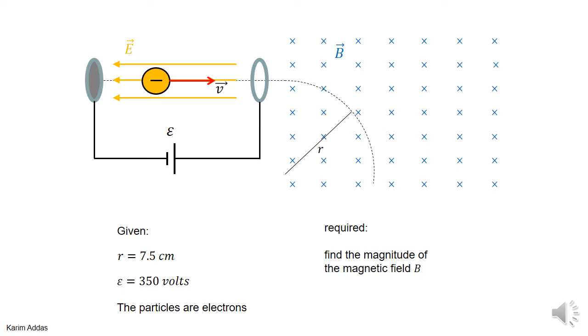So in this particular problem, they gave you that the radius is 7.5 centimeters. They gave you that the EMF of the battery is 350 volts, and they said that the particles are electrons, and the requirement is, what is the magnetic field value in this region?